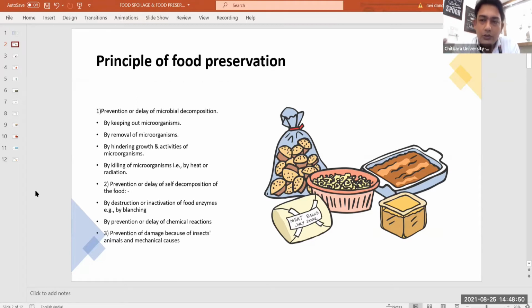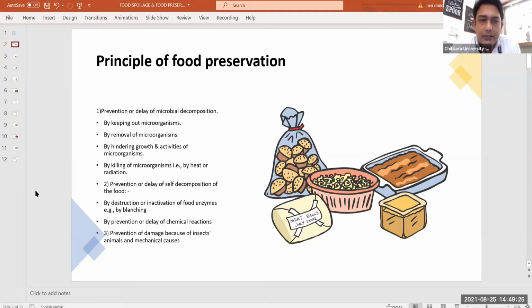We can also hinder the growth of microorganisms by various applications. There are various cooking methods that help reduce the growth and activities of microorganisms. And ultimately, we may kill microorganisms by various methods. Heating is one method, and a newer method that has come up is radiation. With the help of radiation, we can kill the microorganisms in the food.